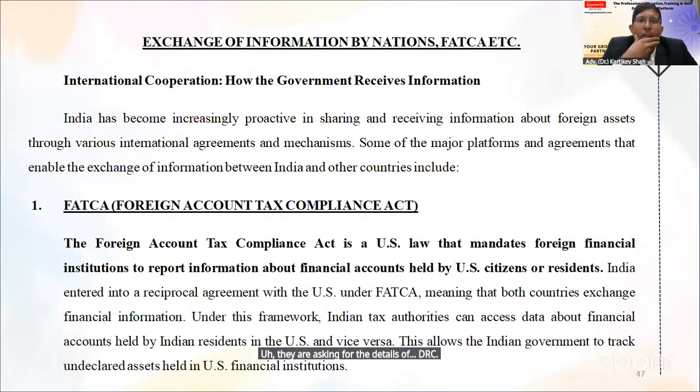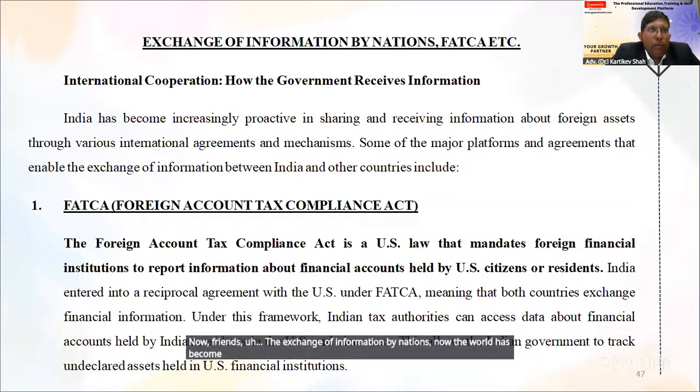Now, friends, the exchange of information by nations, now the world has become a very small marketplace, and even all the governmental organizations are also updated, and they are working in unison. So now we have to be very much aware.